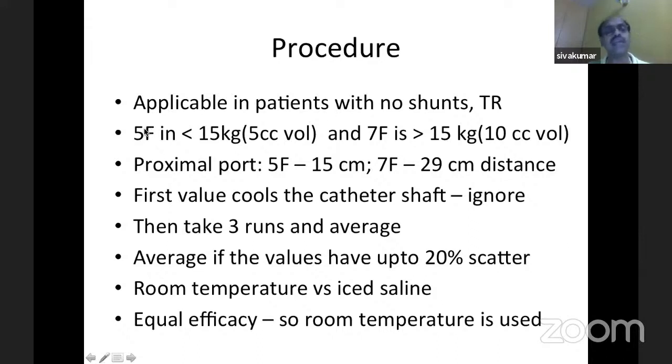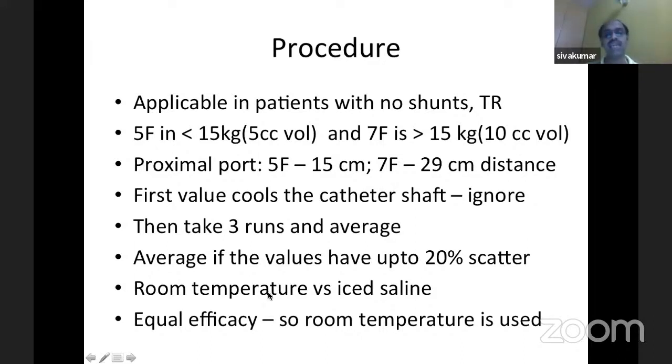There are separate catheters for children and for adults. You have to inject saline through the proximal port, which goes in the superior vena cava, and you have to sense it in the pulmonary artery. The distance between the superior vena cava and pulmonary artery is meant to be 15 centimeter in a child of less than 15 kilogram and 29 centimeter in a child of more than 15 kilogram, because these are the two thermodilution catheters. The first value is ignored because it cools the catheter shaft, and then 3 runs are taken and they are averaged. If the values are far apart from each other, you keep on repeating till you get concordant values.